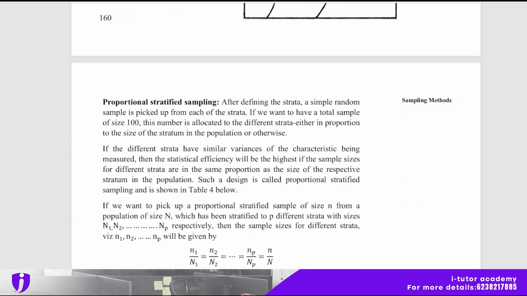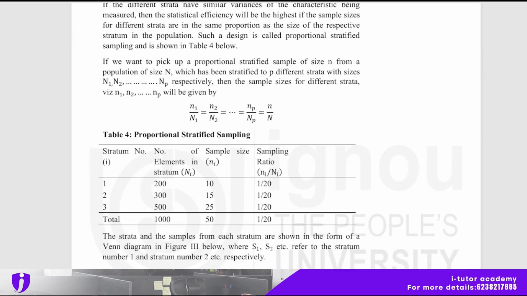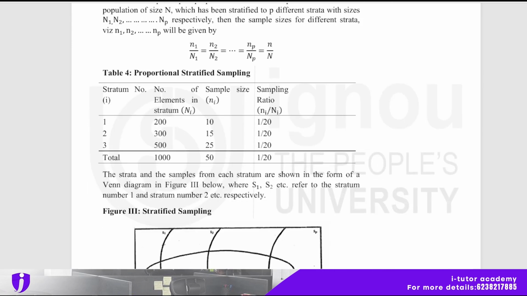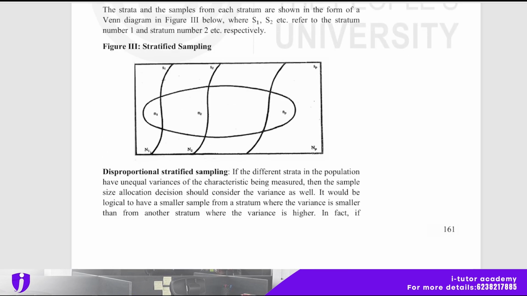And proportional stratified sampling: after defining the strata, a simple random sample is picked up from each of the strata. If we want a total sample of size 100, this number is allocated to the different strata either in proportion to the size of the stratum in the population or otherwise. And here is the table. Proportional stratified sampling is here. Figure 3 shows proportional stratified sampling and disproportional stratified sampling.